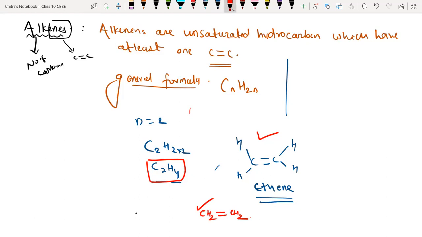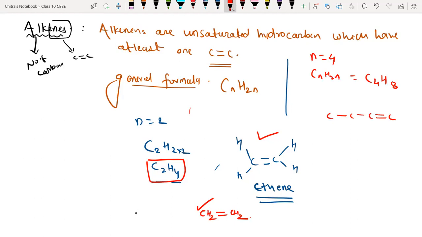Now let's have n equals to 4. So what will we have then? We have the formula CnH2n. So if n equals to 4, then we will have C4H8. 4 2s are 8. C4H8. So we have 4 carbons, and I am just drawing 4 carbons here like this.